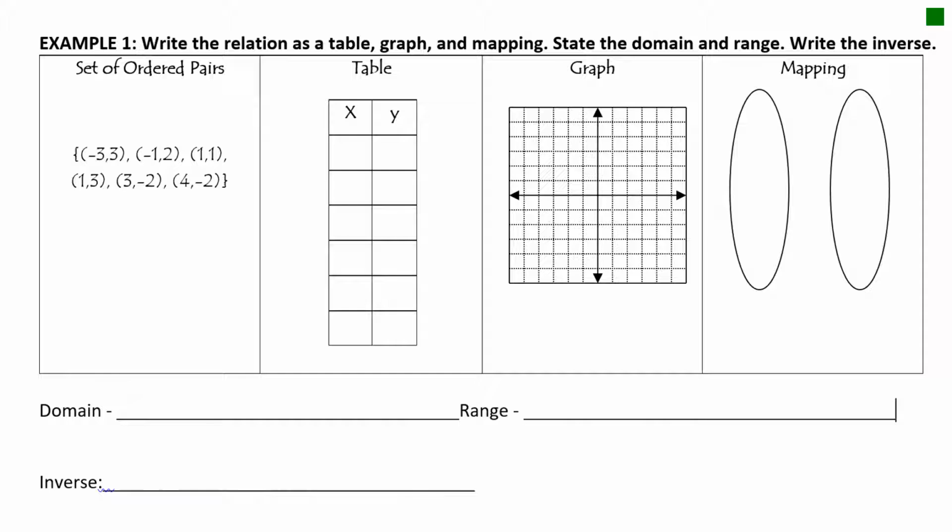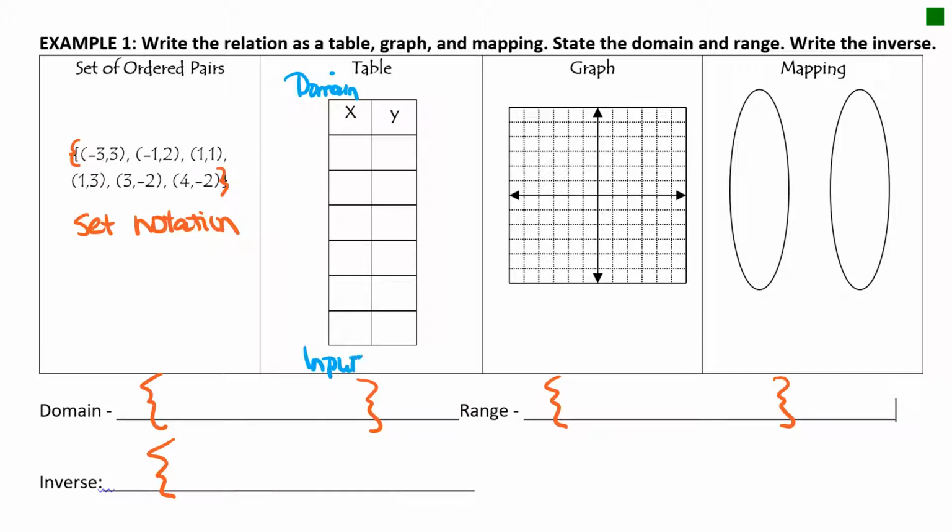So first of all, this is our set of ordered pairs. Notice these little guys right here. That's called set notation. And we always want to write all of these relationships in set notation. So the domain is going to be in set notation, the range is going to be in set notation, and the inverse is going to be in set notation. Notice how they started out pretty nice and they've gotten pretty nasty. X, remember, can be called the domain or the input. Those are two different words for x.